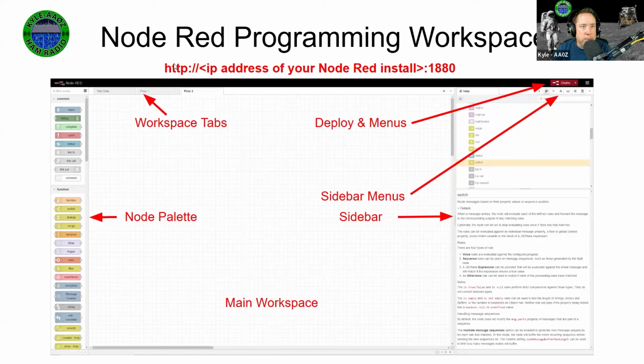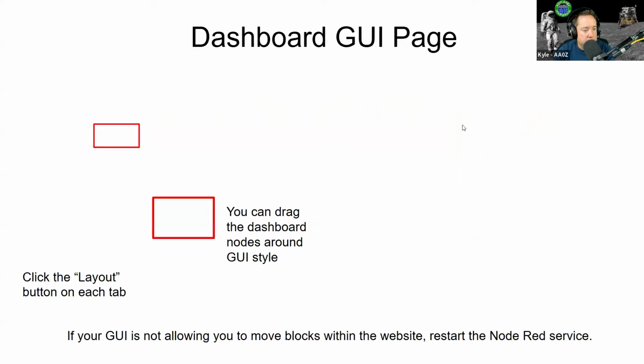One of the key things that people get confused with is that after you install Node-RED, your workspace here is at port 1880. So it's the IP address of your Node-RED install, and then port 1880. Your UI, your dashboard, is at /UI. So it would be, let's say, 192.168.1.1:1880/UI that would be your actual dashboard where you click on buttons and you see all of your information.